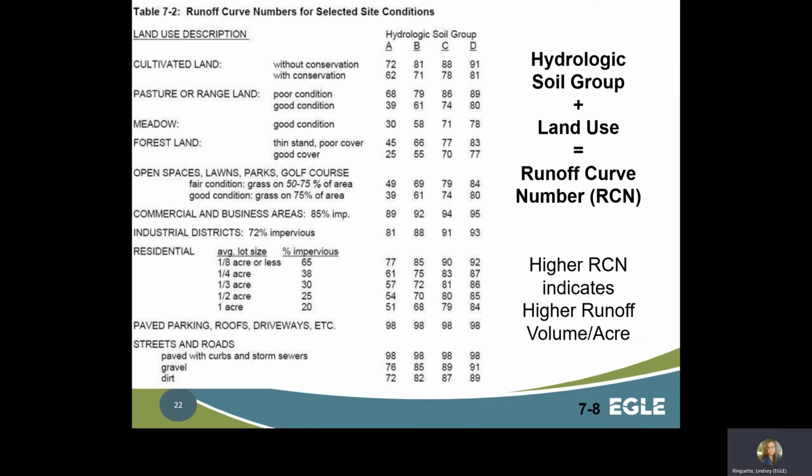The NRCS developed this table of runoff curve numbers to categorize runoff for various land use and soil type combinations. Therefore, the runoff curve number is based on the hydrologic soil group and the land use. Each curve number developed provides an index to the potential runoff. The higher the curve number, the higher the runoff volume. When a site has several combinations of soils and/or land uses, an average runoff curve number must be computed for the site to represent the runoff volume.